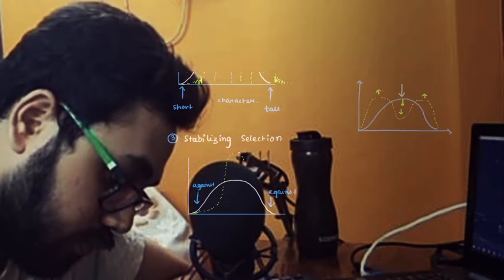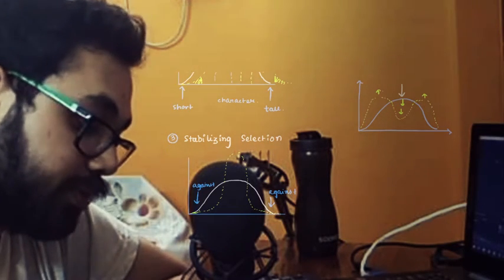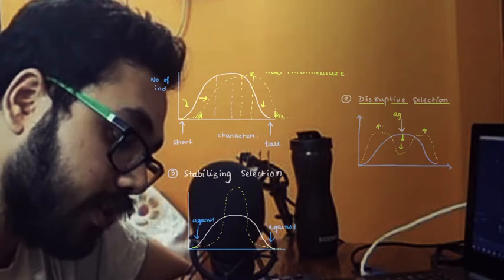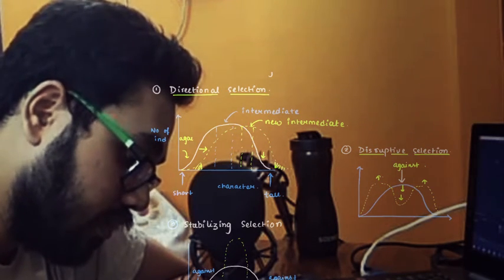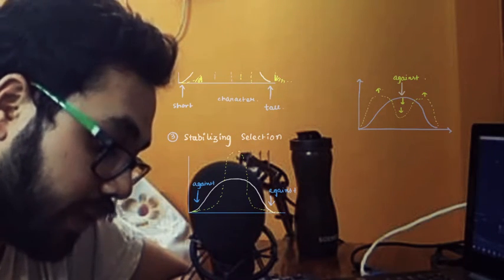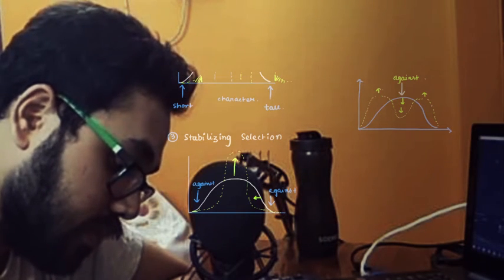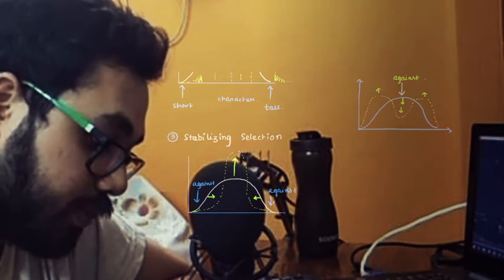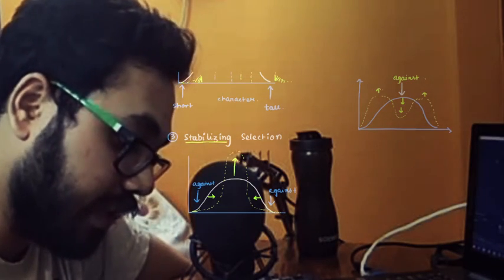Since it is working against both the extremes, we can say that the intermediate is going to increase, whereas the extremes are going to decrease. So over here the selection pressure was working against the intermediate, and over here the selection pressure was working against only one extreme, but over here it is acting against both the extreme characters. So that is why this is going to increase, the whole curve would shift towards the middle, whereas the extremes are going to be eliminated. So this is stabilizing selection.